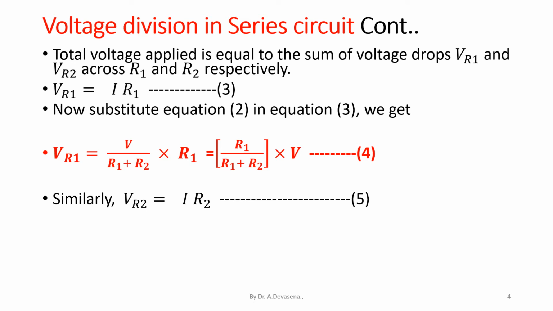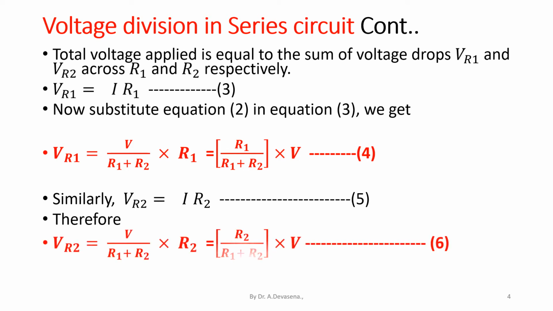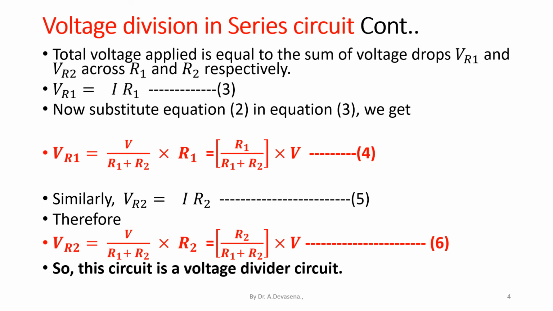Similarly, the voltage drop across the resistor R2 is V suffix R2. Its value is V suffix R2 is equal to I into R2. Consider this as equation 5. Therefore, V suffix R2 is equal to V divided by R1 plus R2 into R2. That is R2 divided by R1 plus R2 into capital V. Consider this as equation 6.